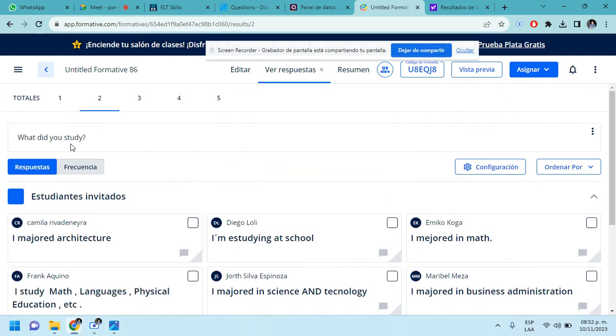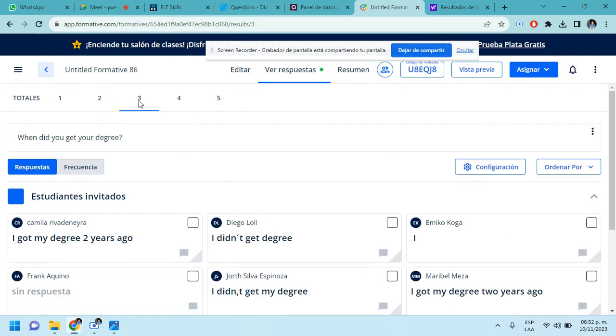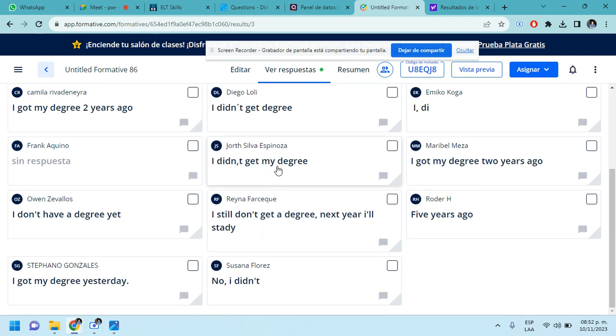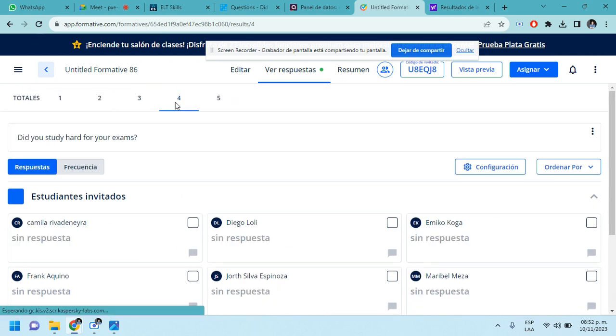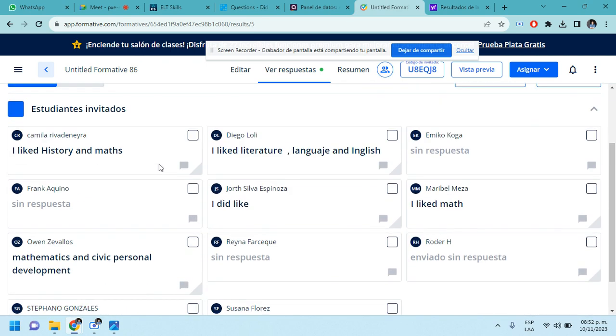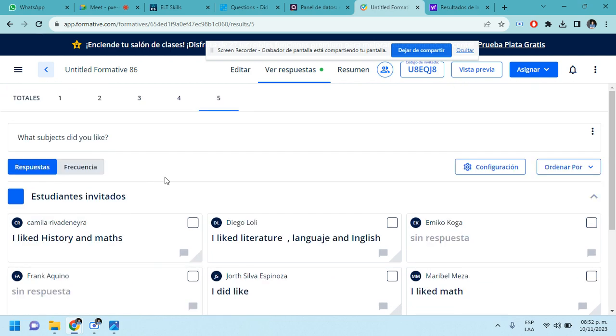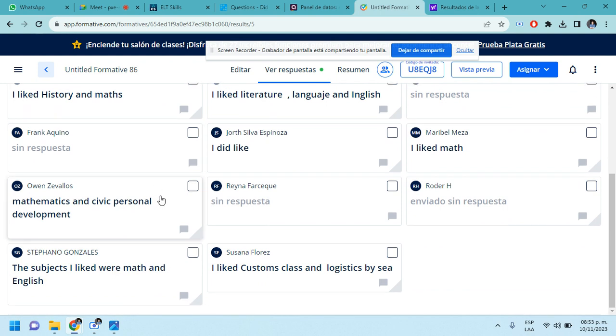The second question is, what did you study? Math and English, that's good. Three, when did you get your degree? 2 years ago, 5 years ago. I don't have a degree yet. Excellent, Owen. I didn't get a degree, no, Alexander, that's good. Four. Oh yeah, and the four, no, it's not possible to write. Yeah, the five. What subjects did you like? Yeah, that's good. Math and English, yeah, that's good.